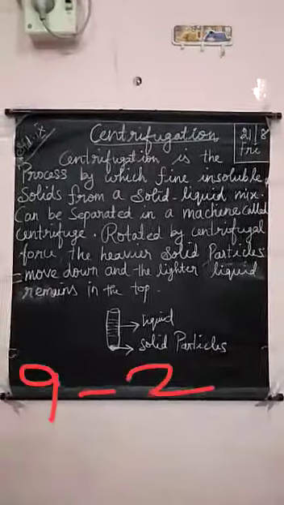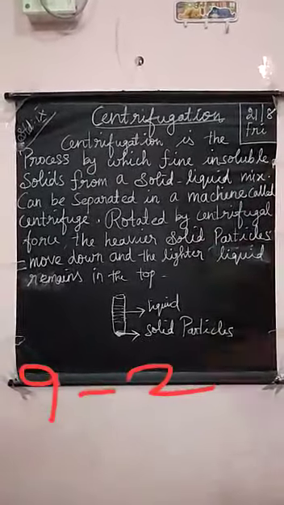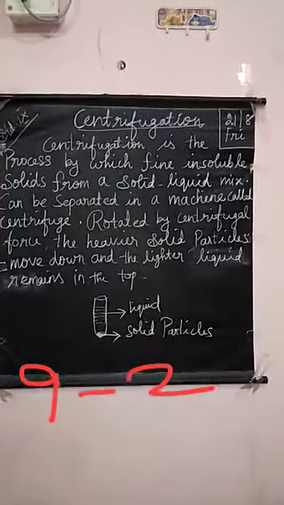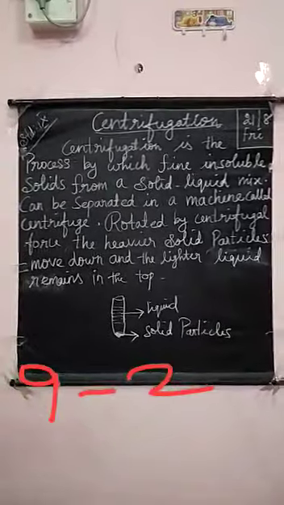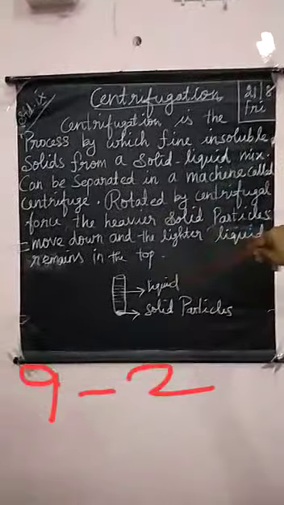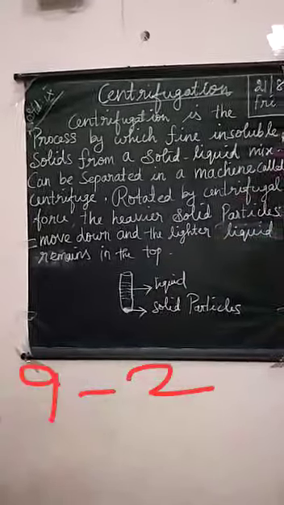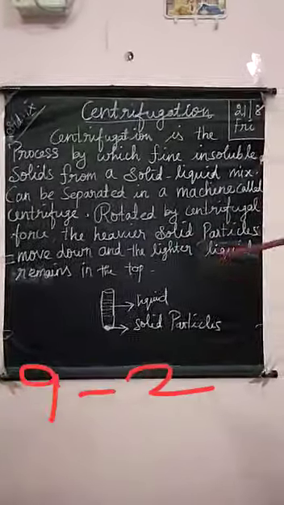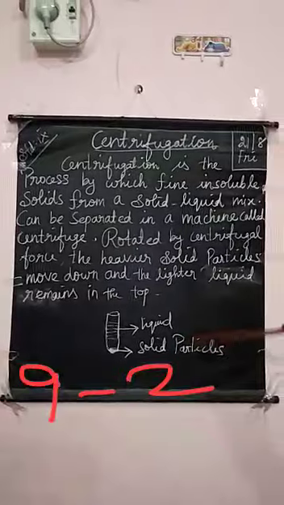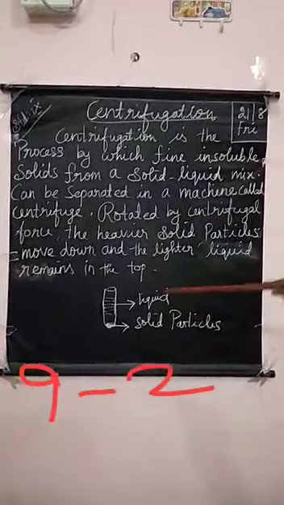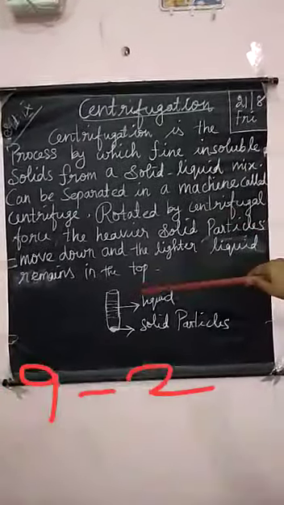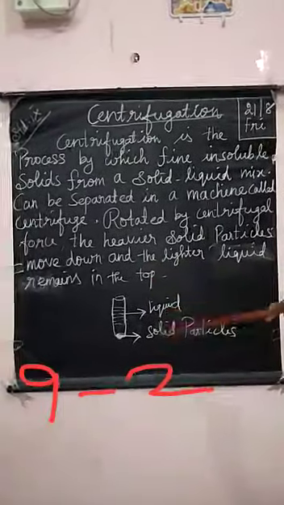Okay, this is centrifugation. The machine is rotated by the centrifugal force, the heavier solid particles move down and the lighter liquid remains at the top. So like this there are many test tubes in that centrifuge machine. If you rotate that machine by centrifugal force, the heavier solid particles move down and the lighter liquid remains at the top of the test tube, okay. Like this there are 6 or 7 test tubes in a centrifuge machine, okay.